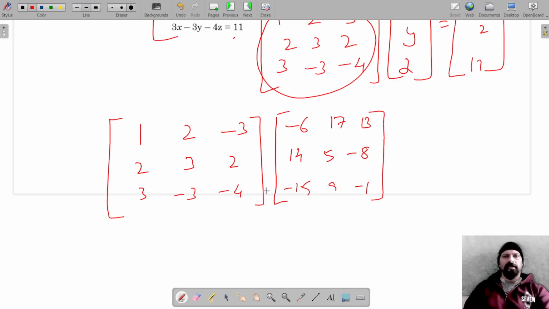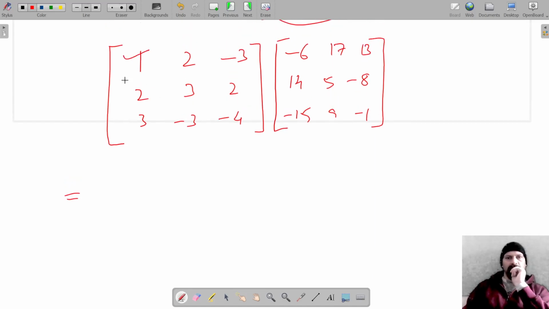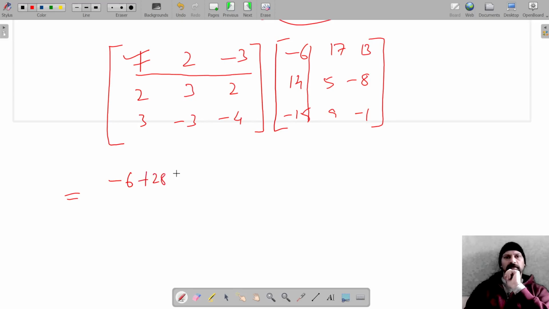Okay, so let's find out the product, and we know how to find the product. We have to add the product of the respective elements of the row and the column. So 1 into negative 6, first row and first column, this is negative 6 plus 28 plus 45. This is the first element. The second one is the same row with the second column, so this is 17 plus 10 minus 27. And then 13, negative 16, and plus 3.